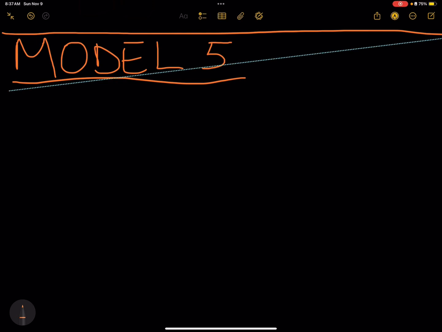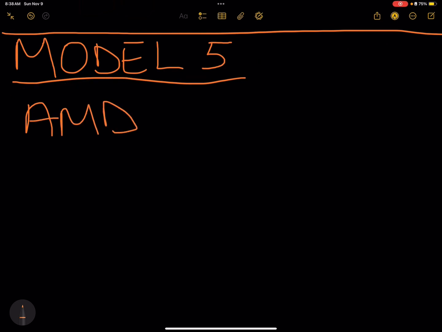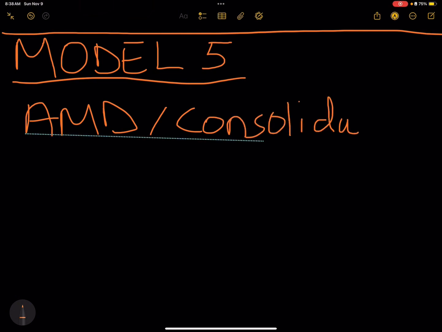Okay, for model 5, it's quite a unique one. It's a setup that's unique and not many people understand it, but it's a very popular one and it's quite common. There's what we call accumulation, manipulation, and distribution. Basically, the consolidation box. Now, this one you need to be really good and patient with it.